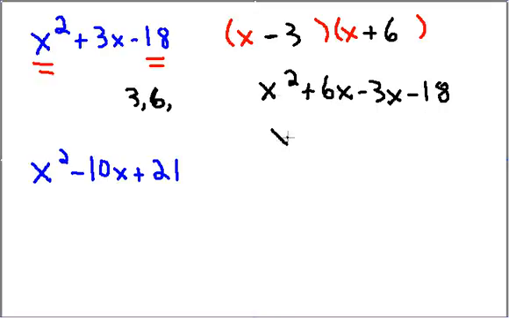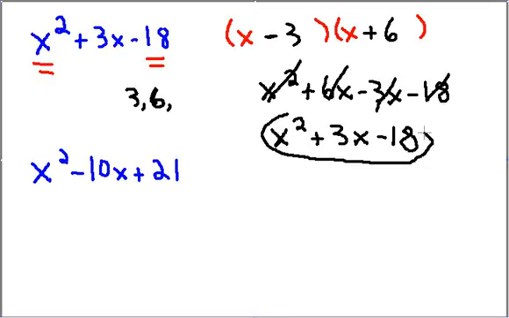We combine like terms. There's only one x squared term, so we rewrite that. We have two x terms, x to the first terms, so 6x minus 3x is a plus 3x. And that takes care of those two terms. We can cross those out, and then that leaves us with minus 18 as our last term. That matches what we started with.